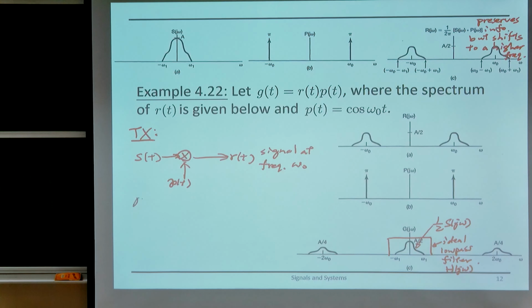Then at the receiver side, when you receive this R of t, you multiply it by P of t again, pass it through an ideal low-pass filter, and you will get at the output the original signal S of t, just scaled by 1/2, okay? But this scale is usually not a problem because you can just amplify it.